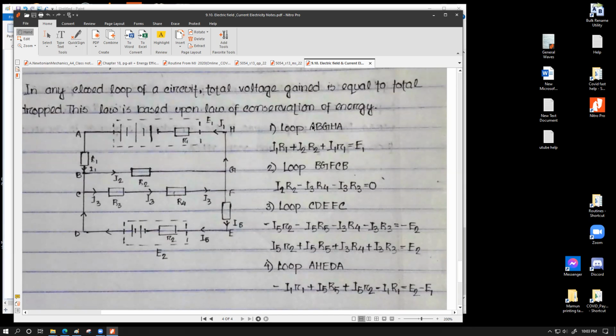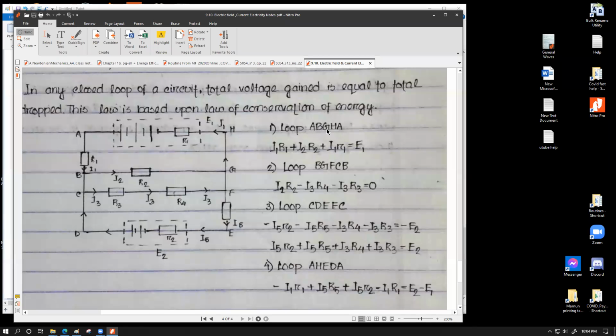We have to consider the loop direction with the labeled current. If the current flow is the same as the loop direction, then the potential drop should be positive. And if the current direction is opposite to the loop direction, then the potential drop would be negative. Let me show you what this means.